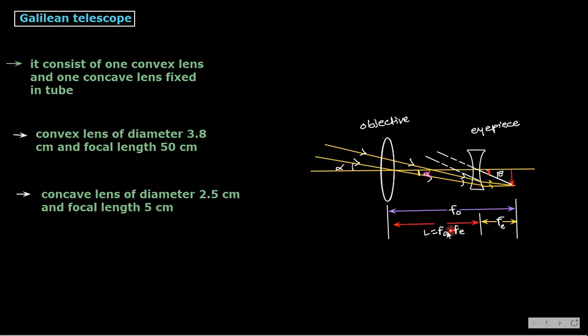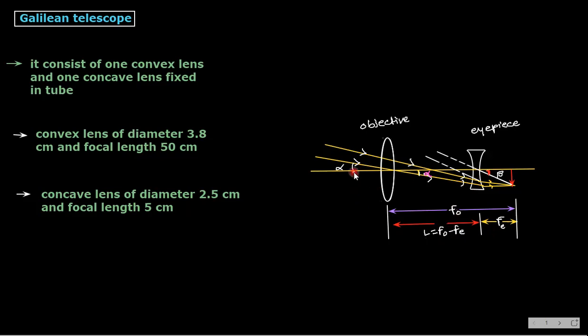If you want to calculate the length of the tube, it is equal to how much? F naught minus Fe. Just do F naught minus Fe, and you will get the distance between the two optical centers of the lenses.